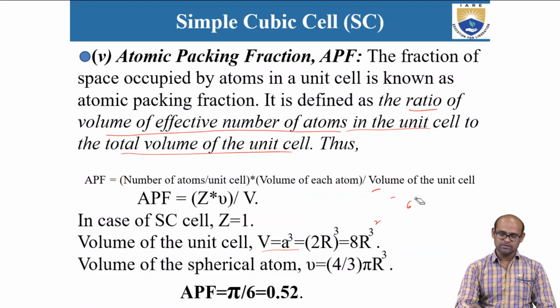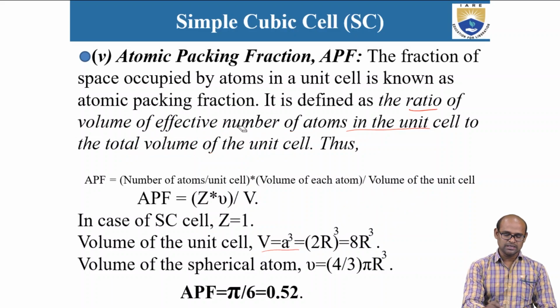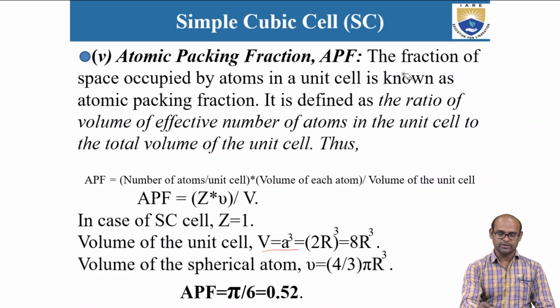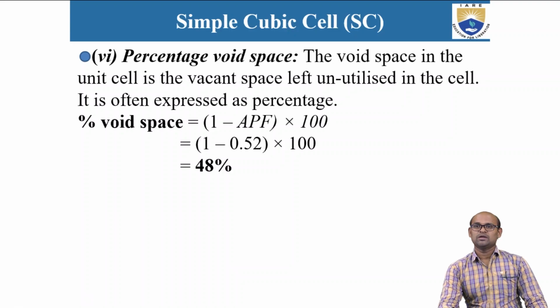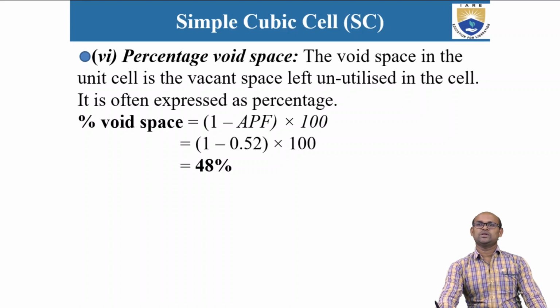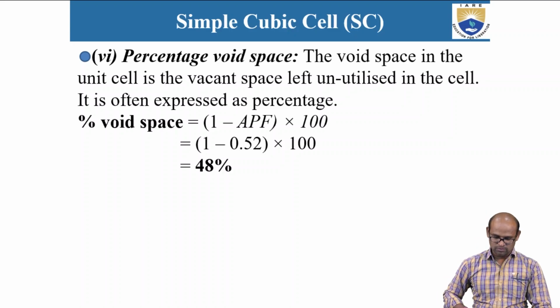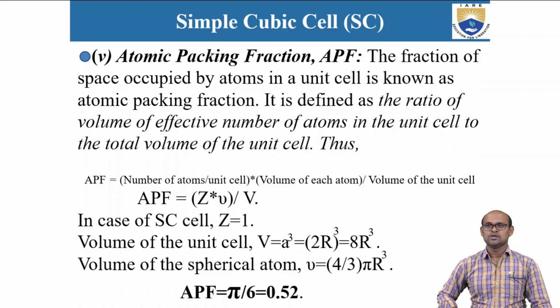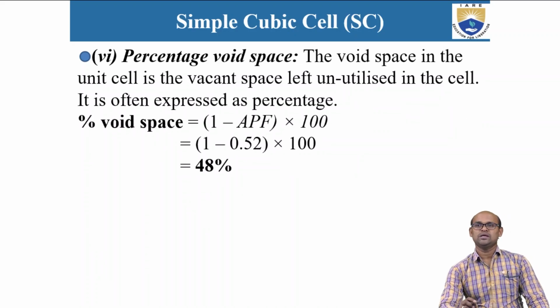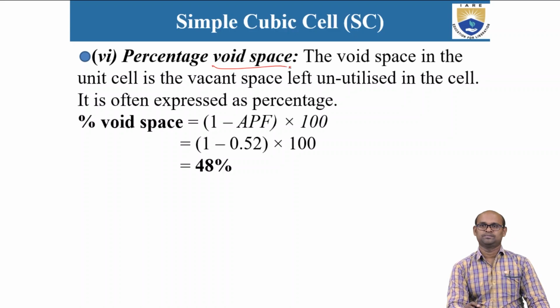So the atomic packing fraction of a simple cubic unit cell is 0.52. The next parameter we are going to look at for the simple cubic unit cell is the percentage of void space. Void space in the unit cell is the vacant space left unutilized in the cell. We have looked at the atomic packing fraction, that is the space occupied by the atoms. The unutilized or empty space is called void space.